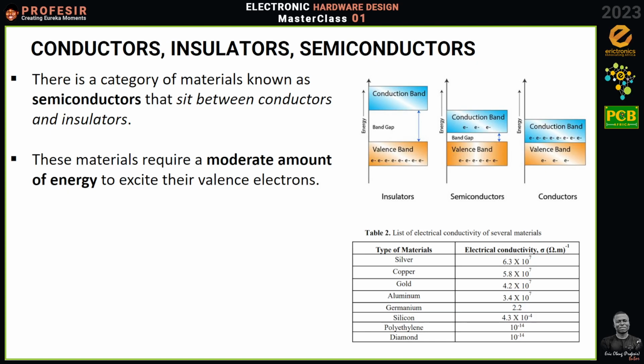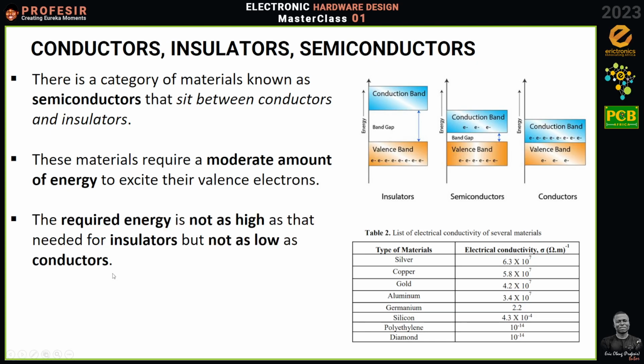Now these guys, I put it as they require a moderate amount of energy to excite an electron from the valence band into the conduction band. Let me remind you that the reason we need the electron to be in the conduction band is because until it gets there, it cannot contribute to current. An electron has to be in the conduction band to contribute to current. So they are not as high as insulators and not as low as conductors.